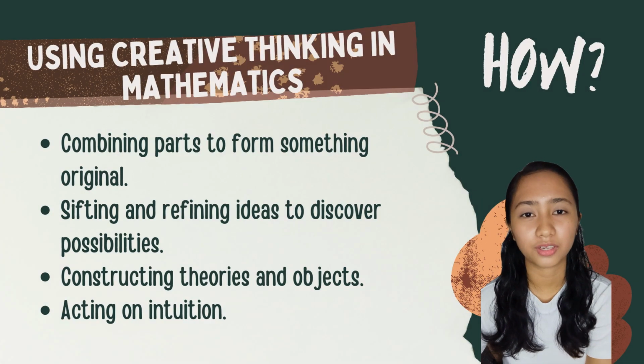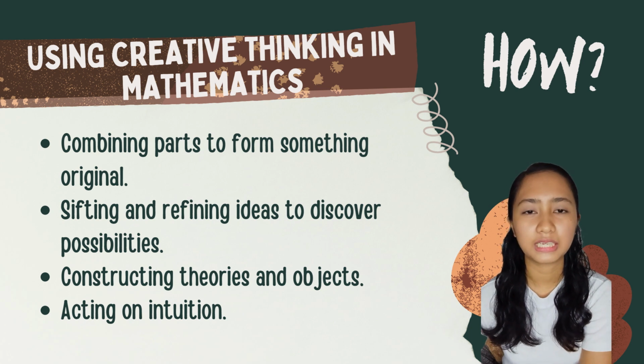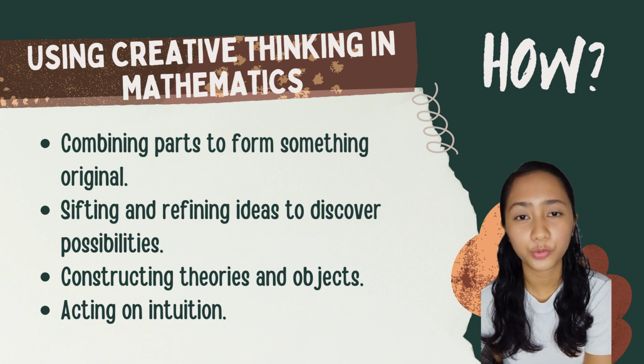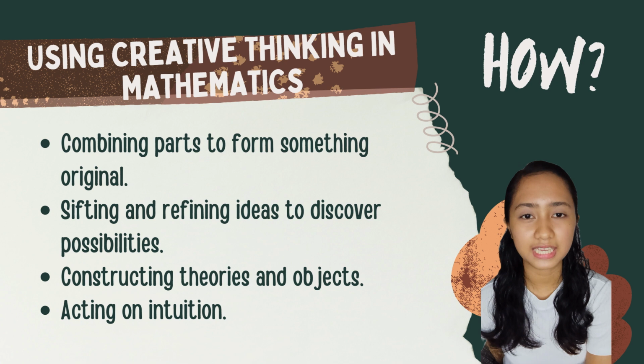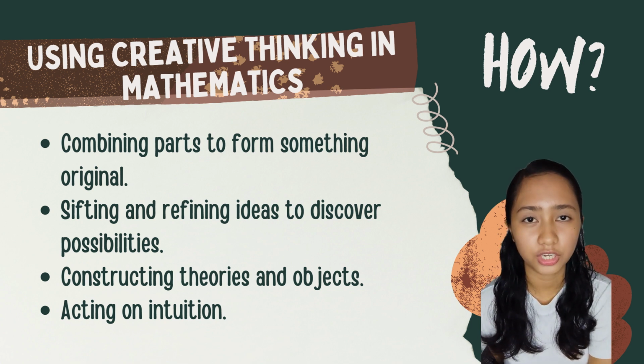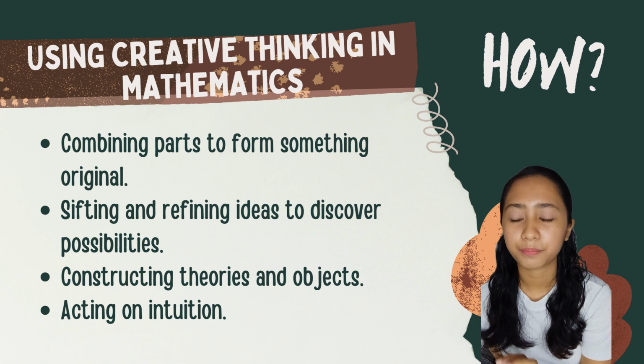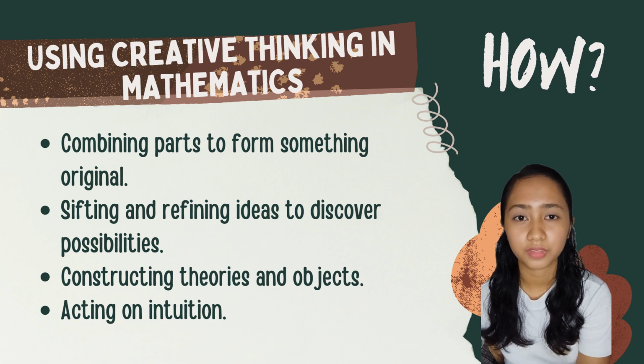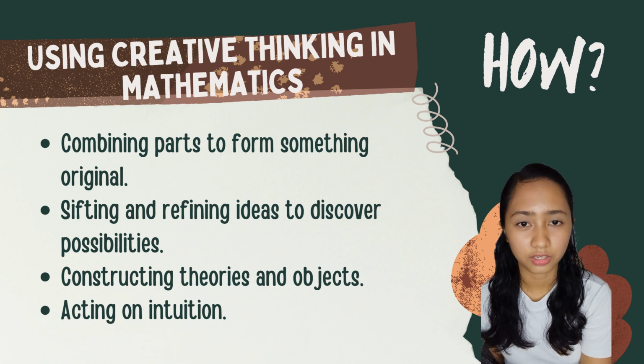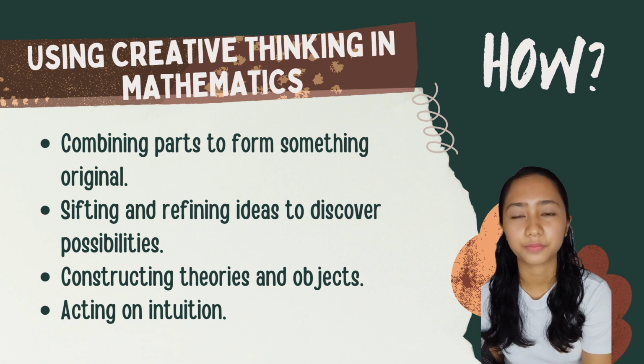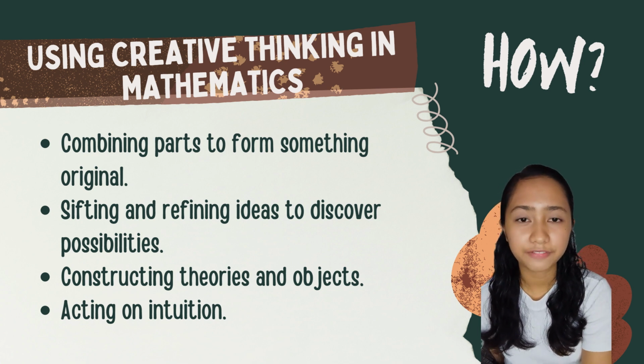Alright, we have gained ample amount of information about creative thinking. But the question is, how are we going to use this? So we presented here 4 ways in order for us to use creative thinking in mathematics, but these are not limited to such only. Now, the first one is combining parts to form something original. So we combine piece by piece or part from a part, pieces that we can form another original idea or concept. And the second one is sifting and refining ideas to discover possibilities.